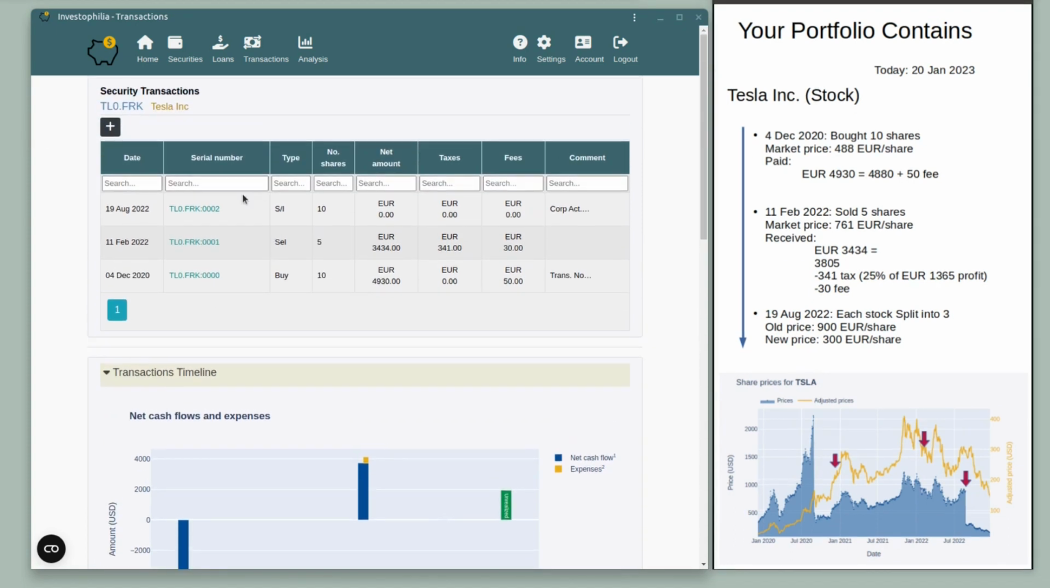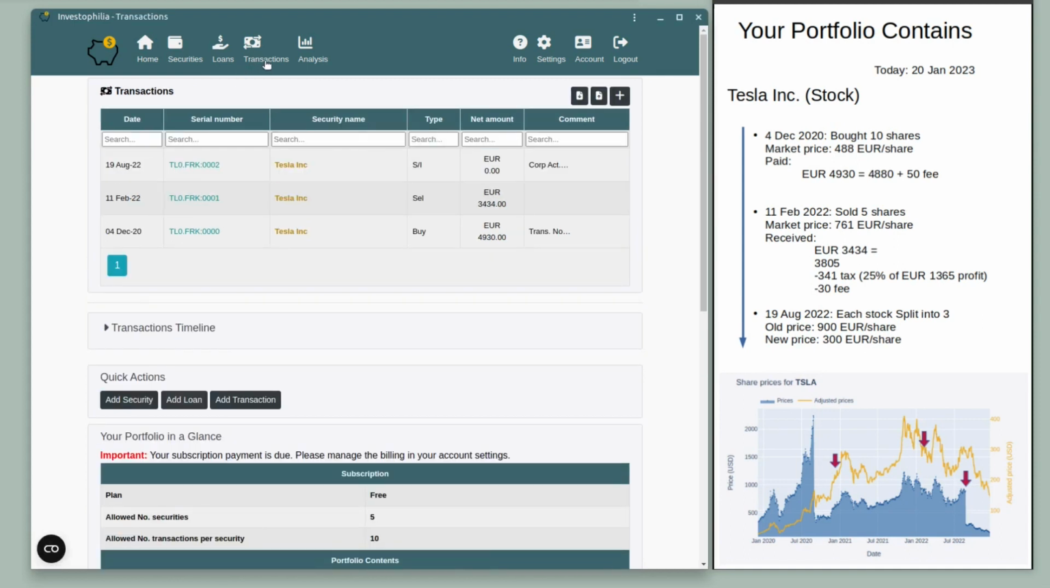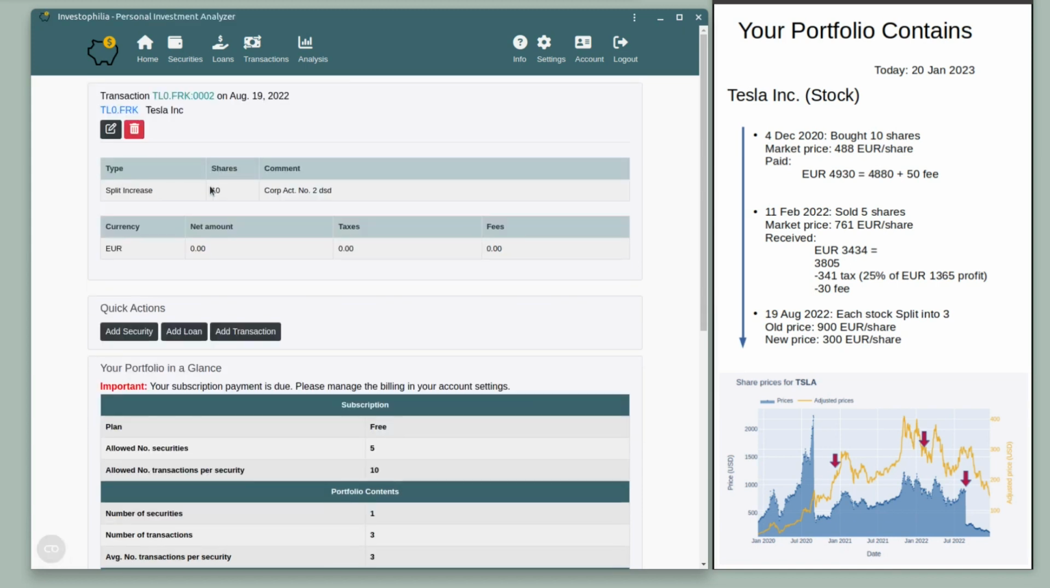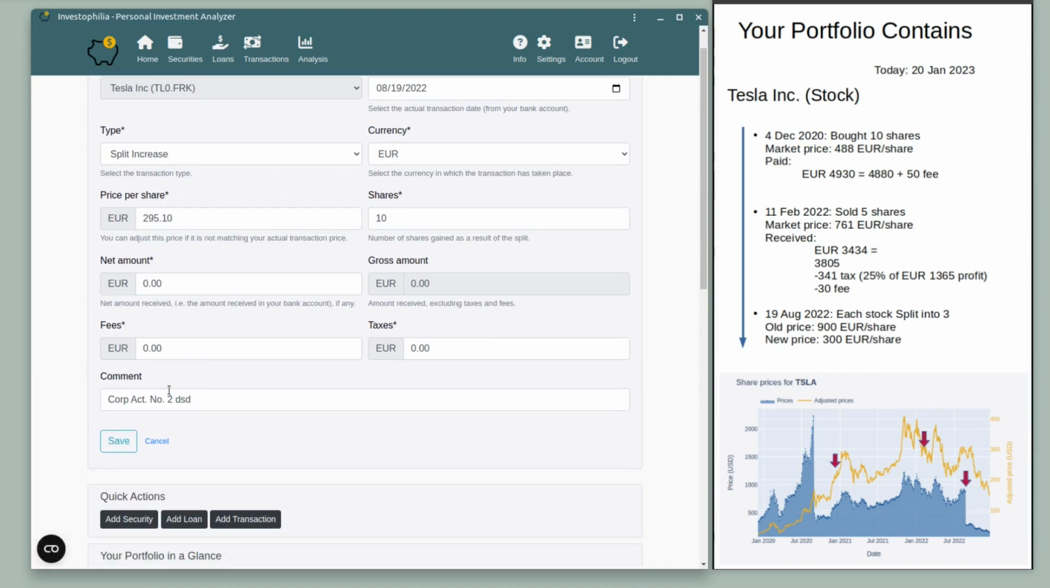These are the transactions belonging to our security. If I want to see all of my transactions, I just click on the Transactions tab, and then I will see the full list of my transactions belonging to all of my securities. For our scenario, because we have a single security, those two lists are the same. If I click on the serial number of each of those securities, I can also see more details about them, and I can edit them here.